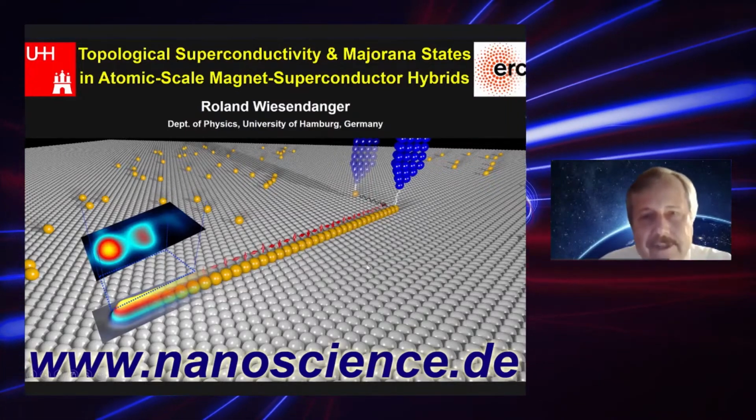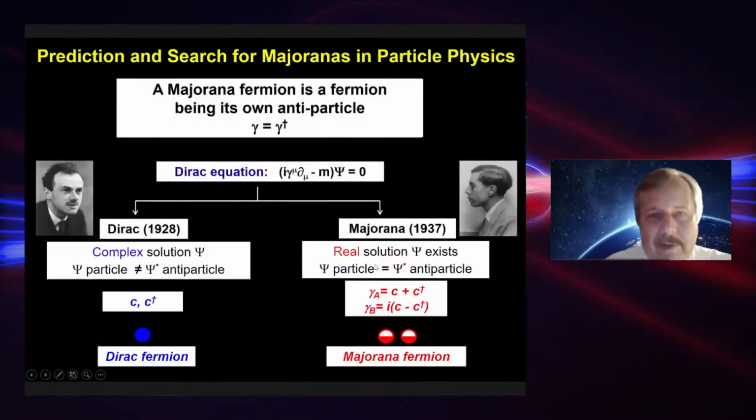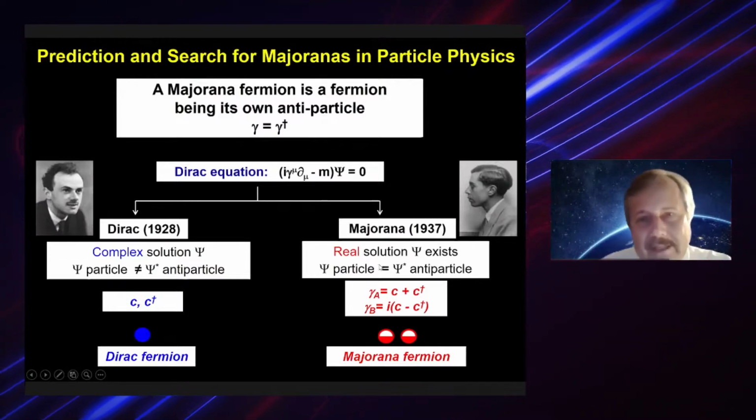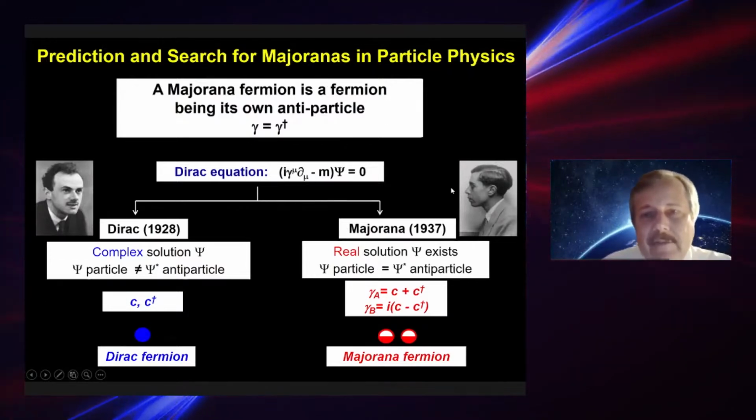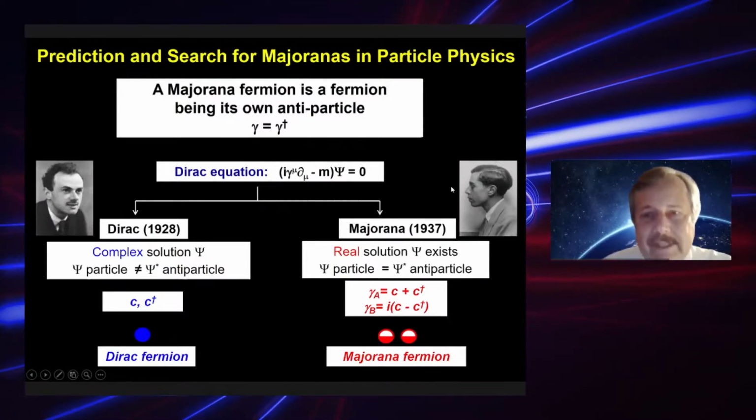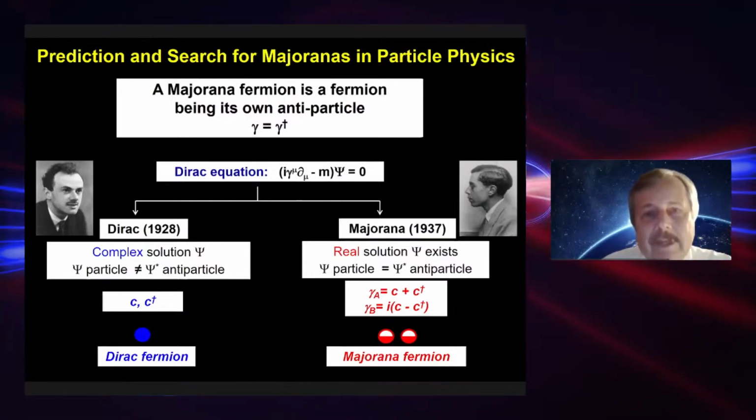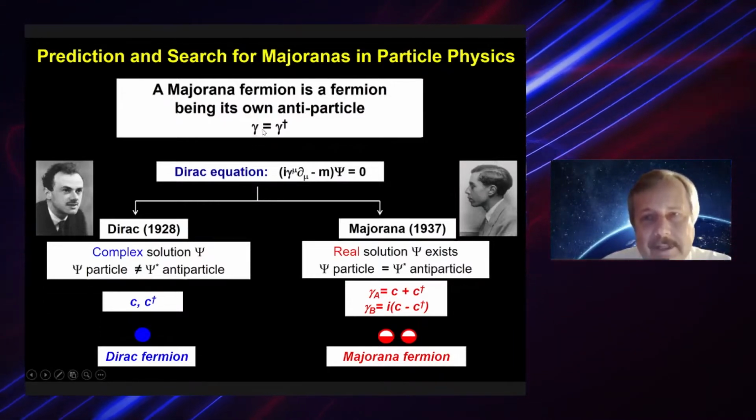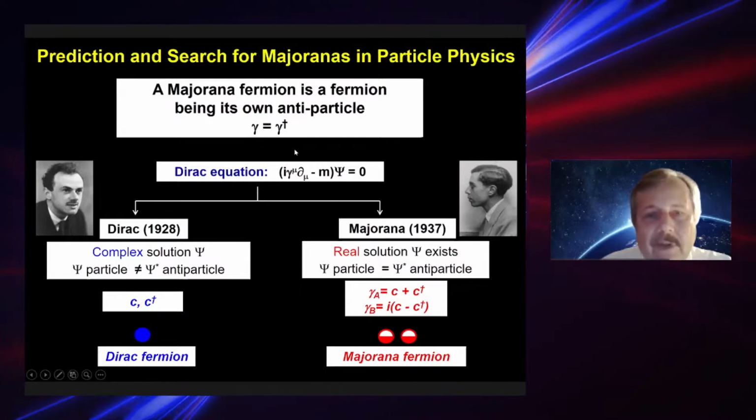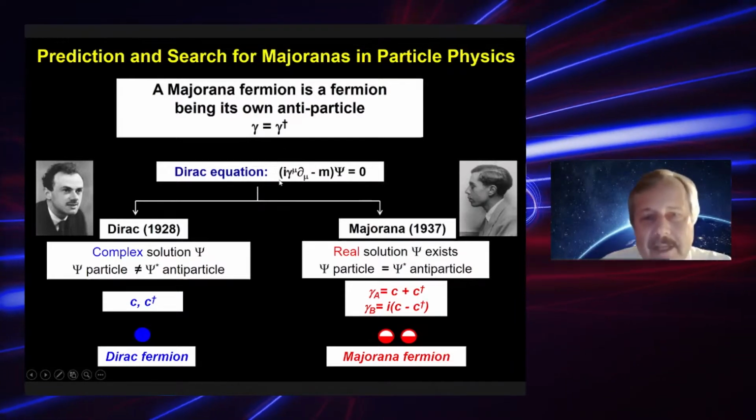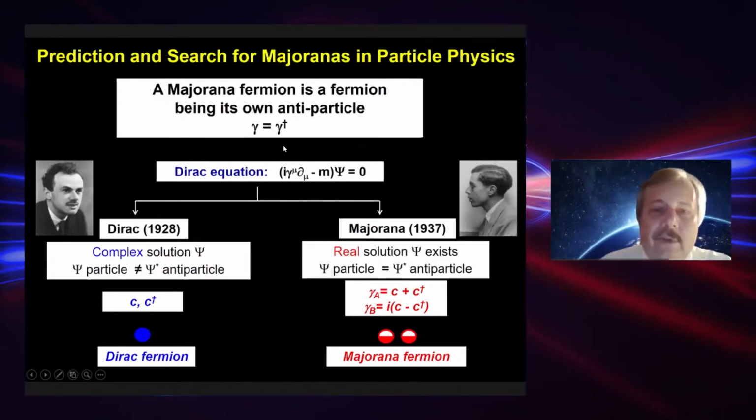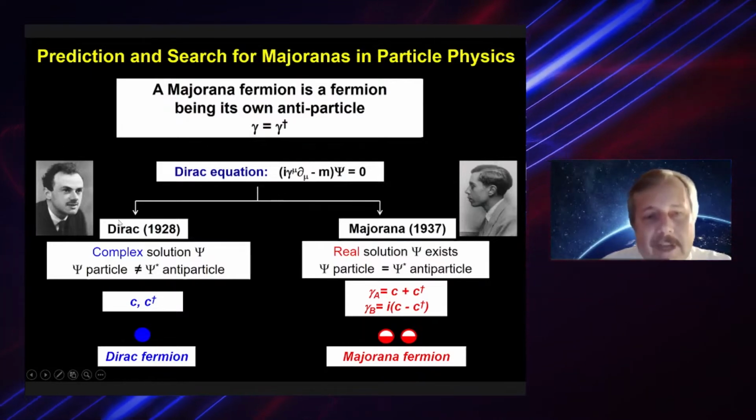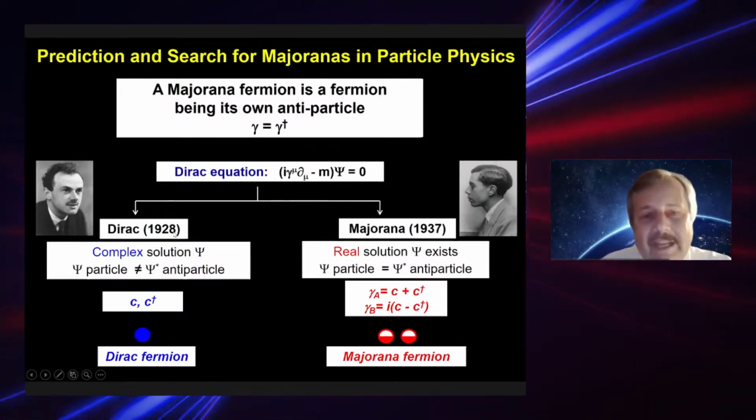First of all, I would like to introduce Majorana states because not all of you might be familiar with this subject. Majorana was a famous elementary particle physics theorist, and he predicted that there can be fermions being their own antiparticles. He arrived at this conclusion by considering solutions to the Dirac equation different from a solution which was derived by Dirac in 1928.